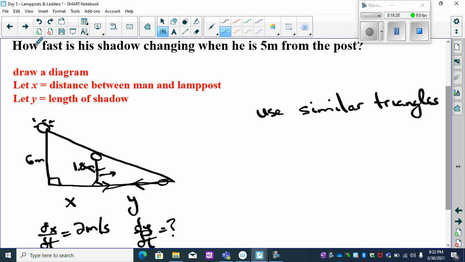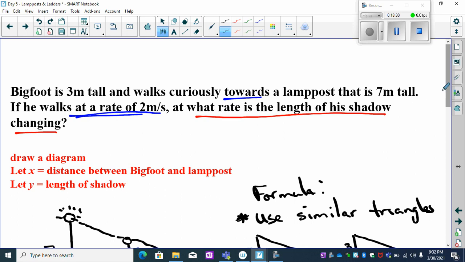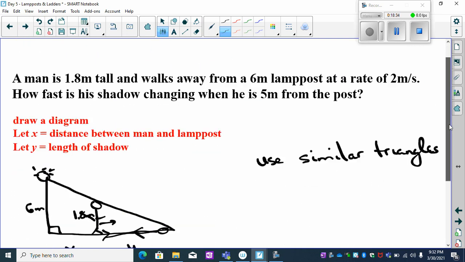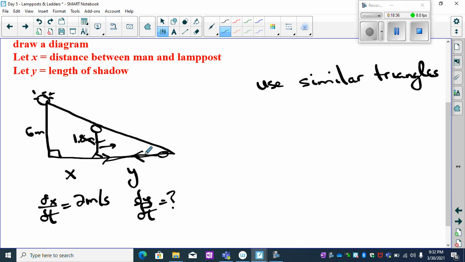And how did I do the last one? I think I went base over height, so I'll do the same thing here. Won't redraw them, but look, what's the base of the large triangle? x plus y over, what's the height of the large triangle? 6. It equals the base of the small triangle, y, over the height of the small triangle, 1.8.